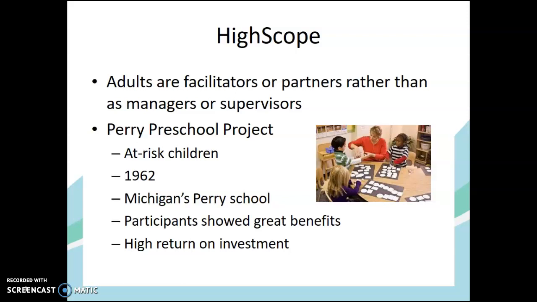But this High Scope model really came from the Perry Preschool Project that observed at-risk children over the course of a couple decades. It began in 1962 at Michigan's Perry School, and the participants showed great benefits. There was a high return on investment. I know I just skipped the investment section, but High Scope is where we really learned about the return on investment of high quality early learning programs.